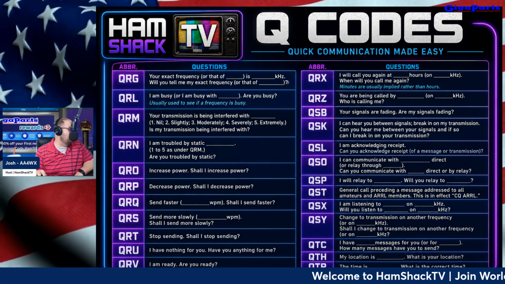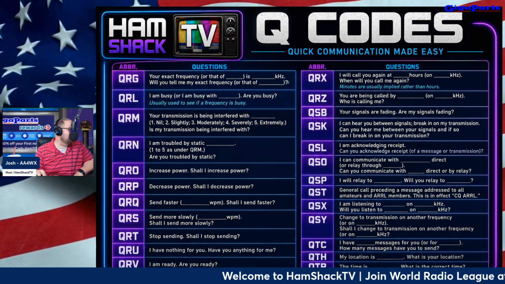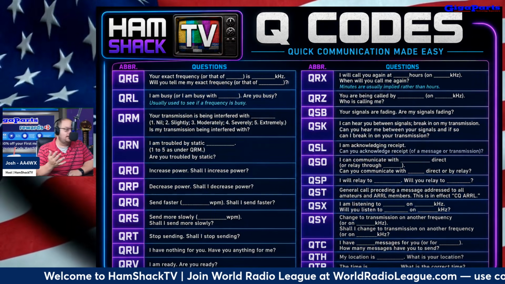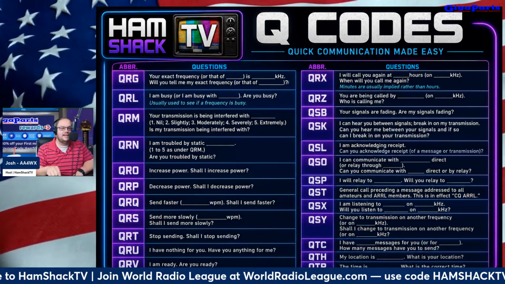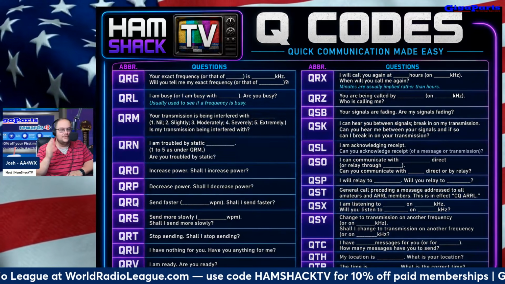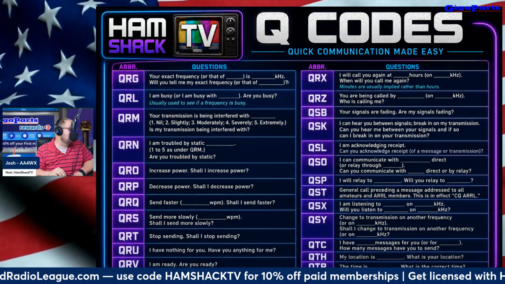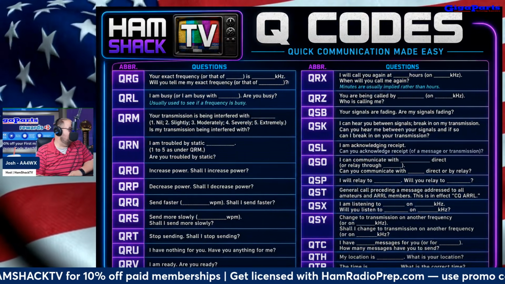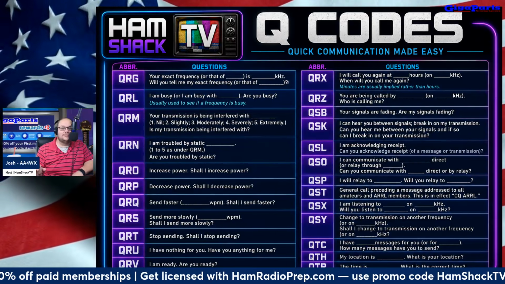QRQ, Quebec Romeo Quebec. Send faster. This is more for CW. Should you send faster? That kind of thing. I don't know CW, so I just did what I did there. QRS, that's pretty easy to remember. Send more slowly. That means slow down your CW, right?